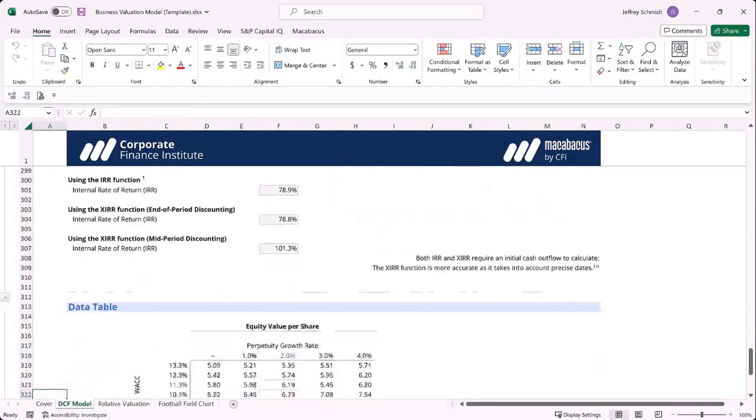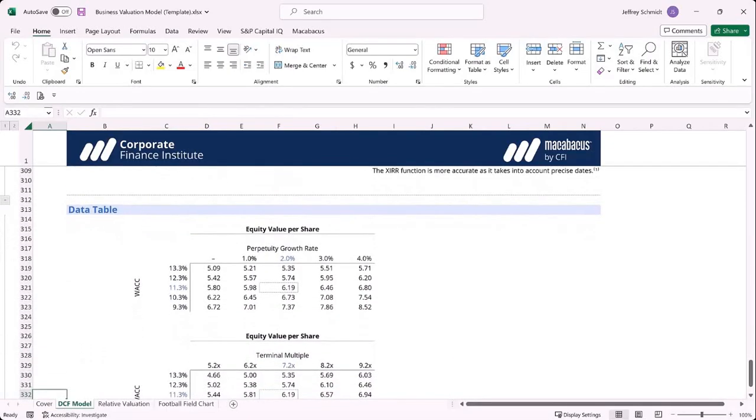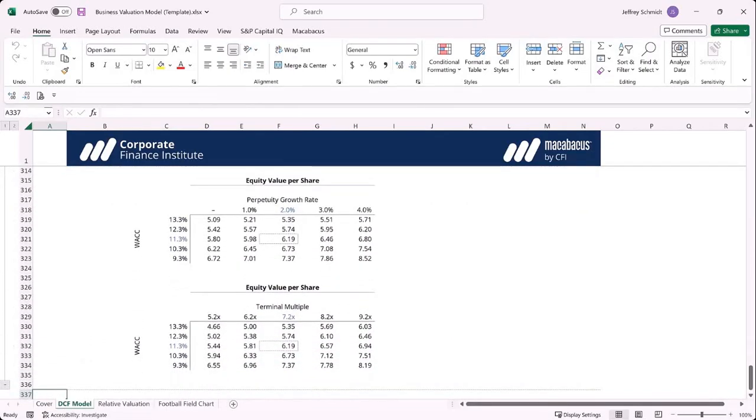And finally, at the bottom, we've already constructed some data tables. We cover the construction of these in quite a few of our core courses. As you can see, we are sensitizing the equity value per share by WACC, by the perpetuity growth rate, and by the terminal multiple. These numbers will feed into our football field chart when it comes time to build them. But at this point, you are done with the DCF model. Congratulations. Now let's talk about relative valuation.